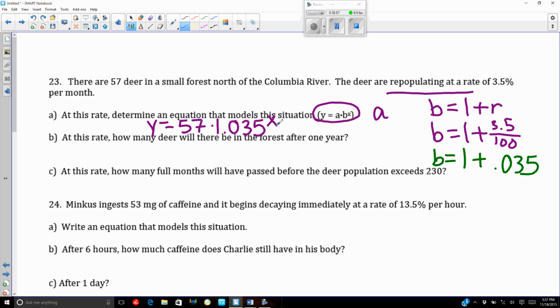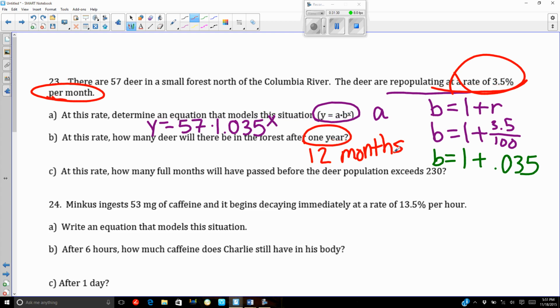This question is a little tricky in this particular problem, because it tells us that deer are repopulating at a rate of 3.5% per month. So this rate they gave us was per month, and the question is asking how many there will be in 1 year. So we just need to convert 1 year to months. Of course, 1 year is just 12 months. To figure out how many deer are in this forest after 1 year, we're just going to replace X with 12.